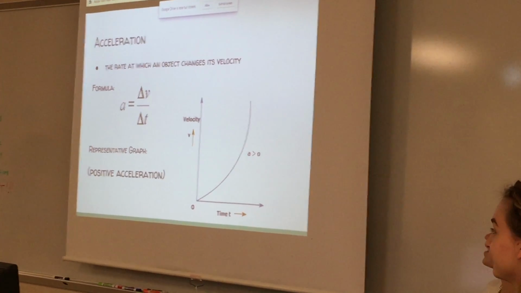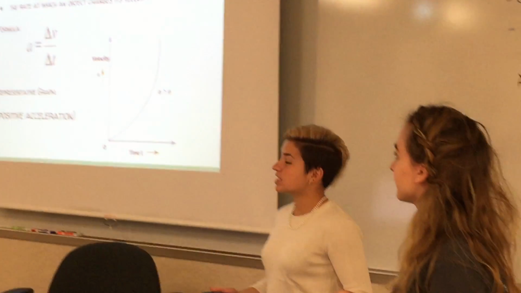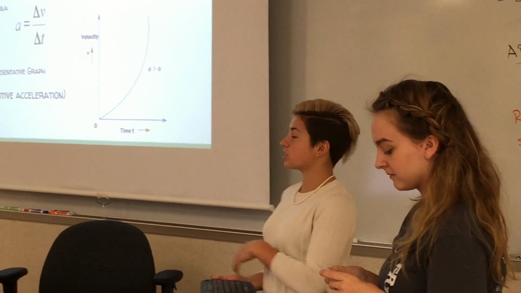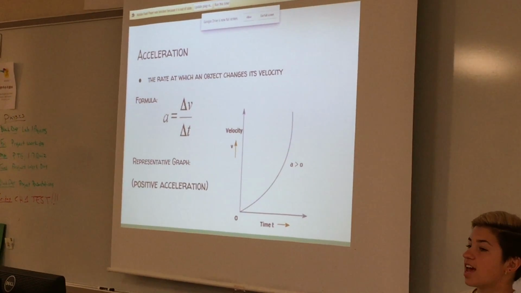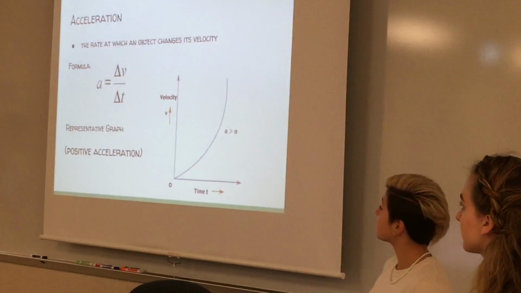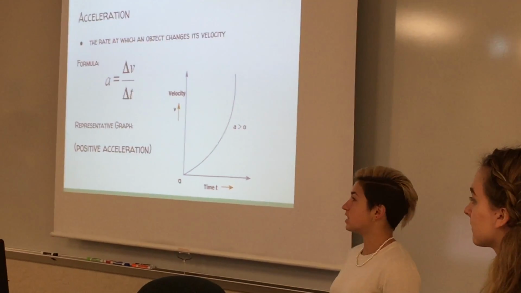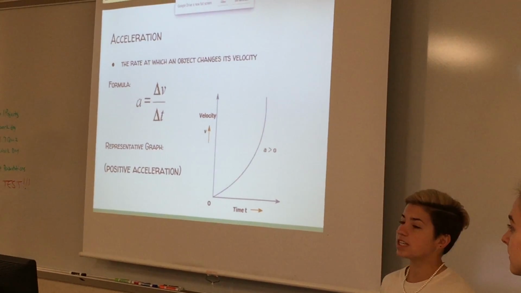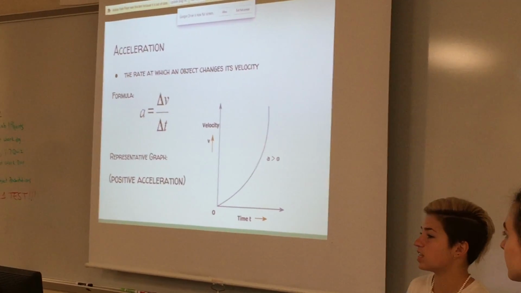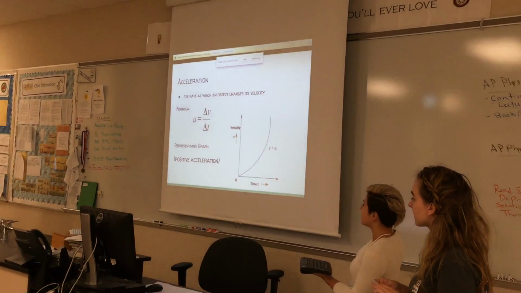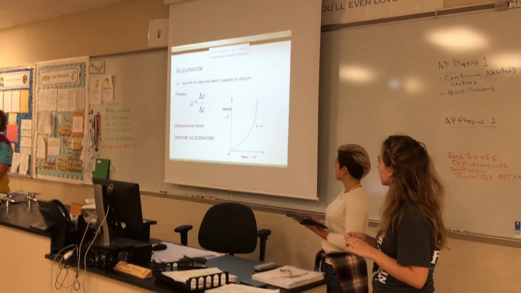Okay, and then acceleration is how fast you're speeding up or slowing down. If you're speeding up, it's positive acceleration, and if you're slowing down, it's negative acceleration. The formula is the change in velocity over the change in time. This graph is showing you an example of positive acceleration. So this person is speeding up as they're going.